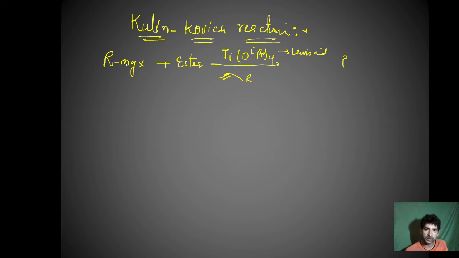Now let me take the example directly from Carruthers. So in the Carruthers, the example given is this. This is the example which may be asked directly from Carruthers because questions are copy pasted from Carruthers. So this is Grignard reagent and it is treated with this Lewis acid, that is titanium isopropoxide.